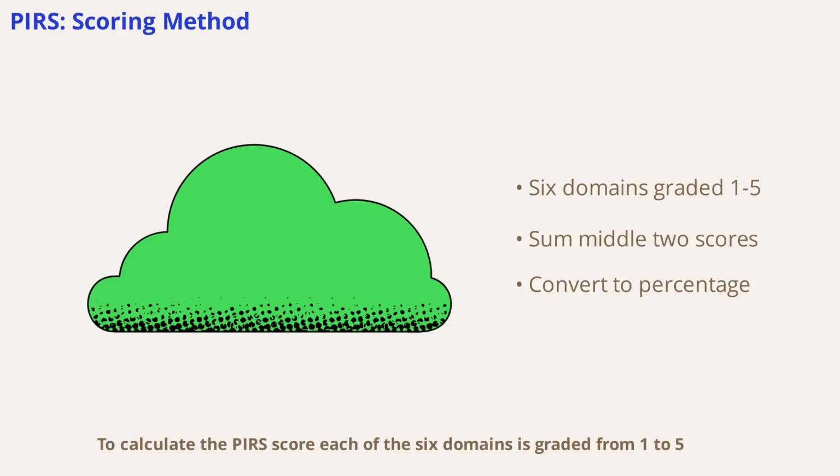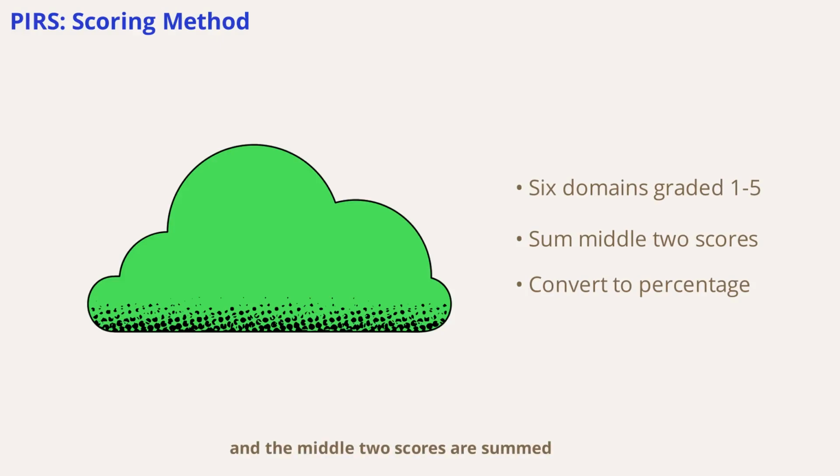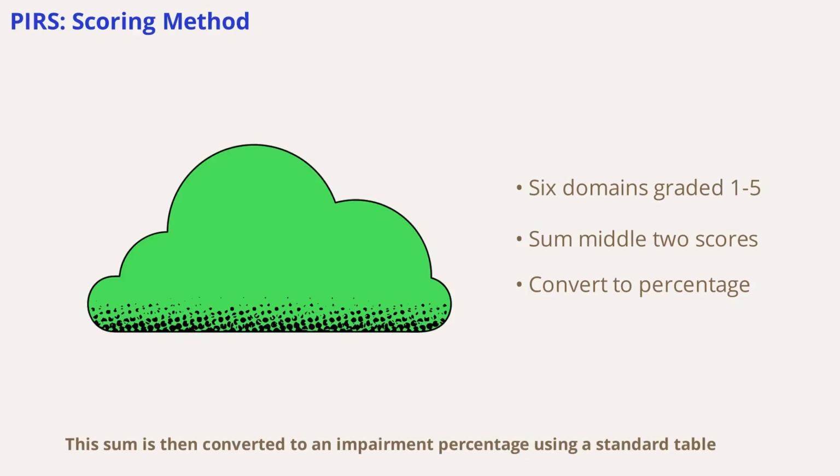Calculate the PIRS score. Each of the 6 domains is graded from 1 to 5. The scores are arranged from lowest to highest, and the middle 2 scores are summed. This sum is then converted to an impairment percentage using a standard table. This method reduces the impact of outliers and provides a balanced assessment of overall impairment.